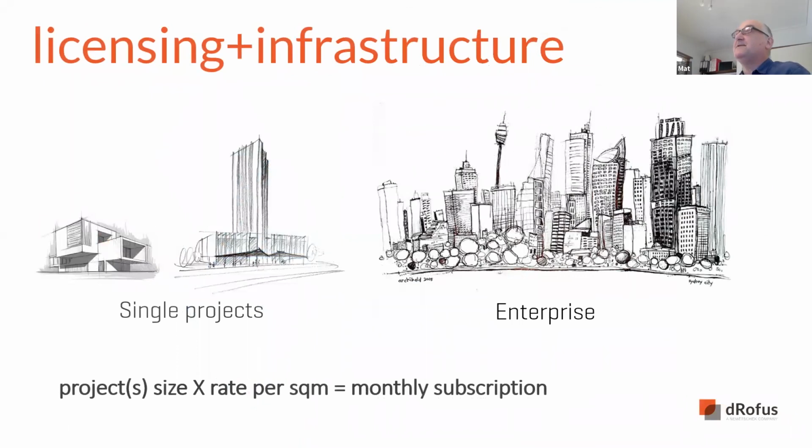And then obviously the next thing for us would be to talk about licensing. I think my colleagues at Farida would talk to you about this in more detail, but what we would do is we would take your project GFA, the area where you're going to be using dRofus. So we would exclude areas, maybe external areas or areas where you're not going to use dRofus, maybe a car park. We would take that square meterage and then use a dollar rate per square meter to calculate a monthly subscription.